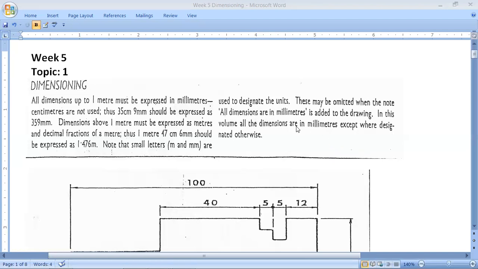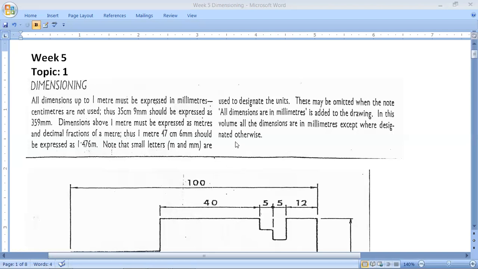If all dimensions are in millimeter, this note is added to the drawing. In this volume, all dimensions are in millimeter except where designated otherwise. All measurements have to be placed in millimeter, and it's not necessary to express the unit beside the number. Only in a special case, where the measurement is above 1 meter or 2 meter, you're going to place the letter M beside the number. All right, that's the first information that you need to keep in consideration.